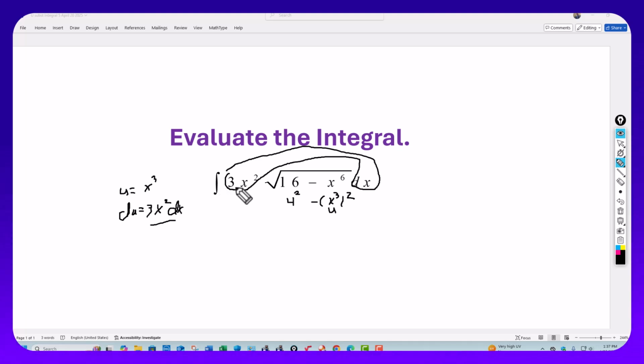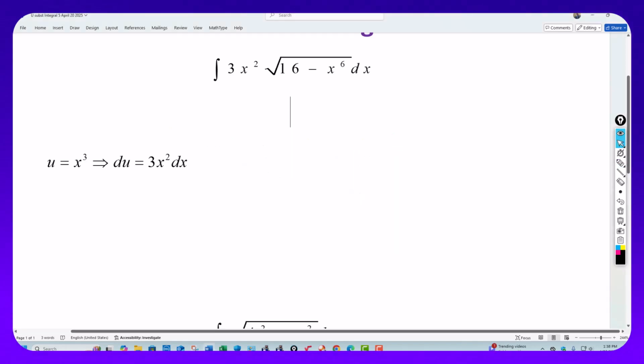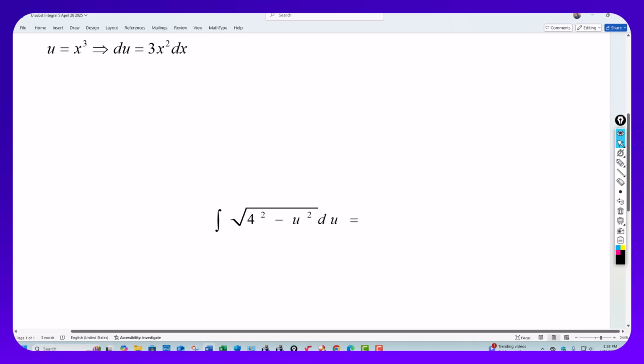The integral of the square root of 4 squared minus u squared du. And this is what I have right here. You can see it better when I have it typed. u equals x to the third, and du is 3x squared dx. And then I have the integral revamped here again. Hopefully you can see it better here: the integral of the square root of 4 squared minus u squared du.